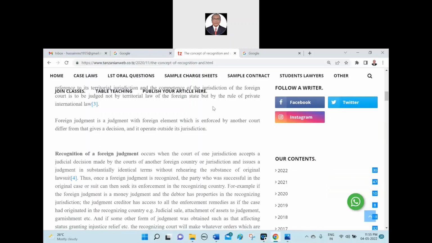Yes, sir. A foreign judgment is a judgment with a foreign element which is enforced by another court, different from the one that gave the decision, so it operates outside its jurisdiction. Suppose the judgment is given by Kenya, but it would be operated in Tanzania. How? Because of the private international rules. If there is no treaty also, if the justification is there, the Tanzanian court will implement the Kenyan judgment. Are you following me?